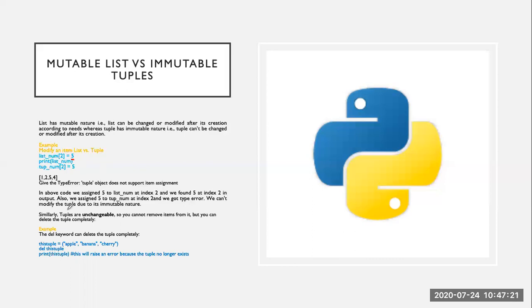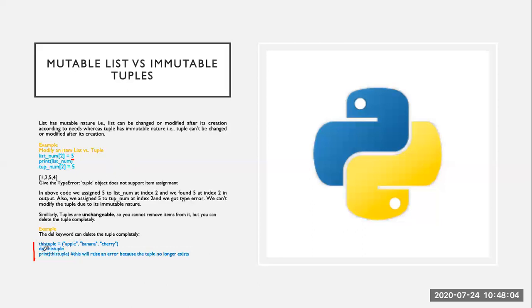Similarly, we cannot add items to a tuple after its creation. As tuples are unchangeable, we cannot remove items from it either, but we can delete the tuple completely. For example, in this code we have created a tuple with 3 items, the names of fruits: apple, banana, and cherry. We cannot add or remove items. We cannot simply write tuple dot append or tuple dot remove. If we try to do this, it will give an error.